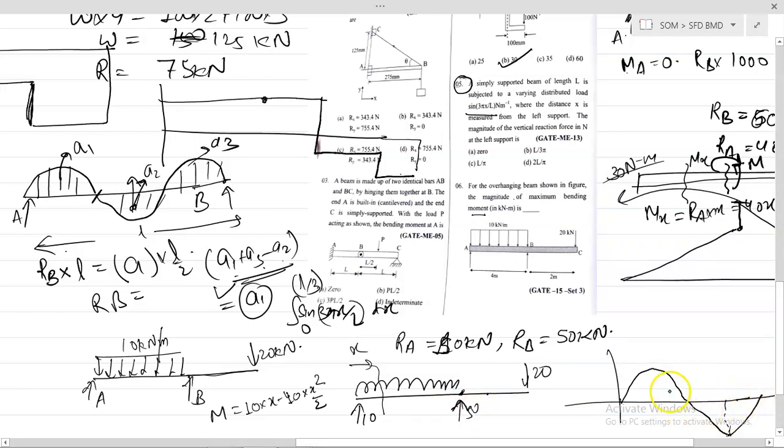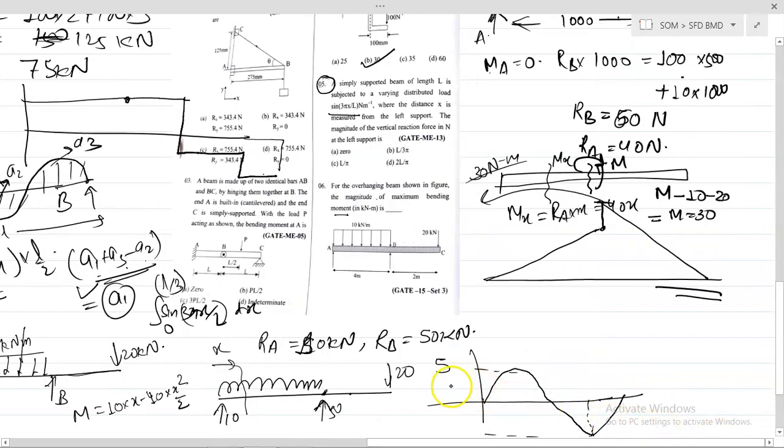You can practice that at home, but I am discussing it. The maximum value here is 5, and here the maximum value is minus 40. So your maximum bending moment is minus 40 kN meter.